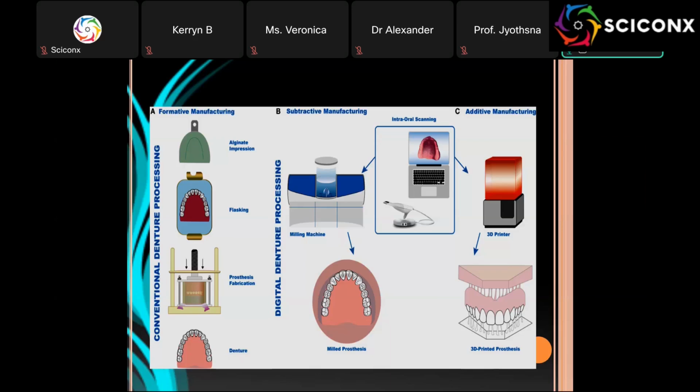This is a digital type of denture processing, where an intraoral scanner was used for the subtractive manufacturing. Again, subtractive manufacturing is a time-consuming process, and the wastage of material is very high with this technique. But now additive manufacturing, the three-dimensional printer, has come. Here there is no wastage of material. We can approach the formation of the denture with the help of additive manufacturing.